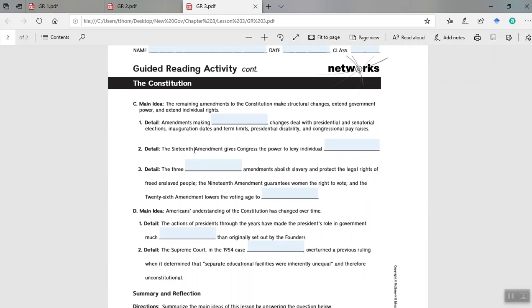Right here, let's skip to the 16th Amendment. This gives Congress the power to levy individual income taxes. And right here, the 3 Civil War amendments. You better remember this: they are the 13th, 14th, and 15th. They were to abolish slavery and protect the legal rights of formerly enslaved peoples. The 19th Amendment guarantees women the right to vote. And the 26th Amendment lowers the voting age to 18.